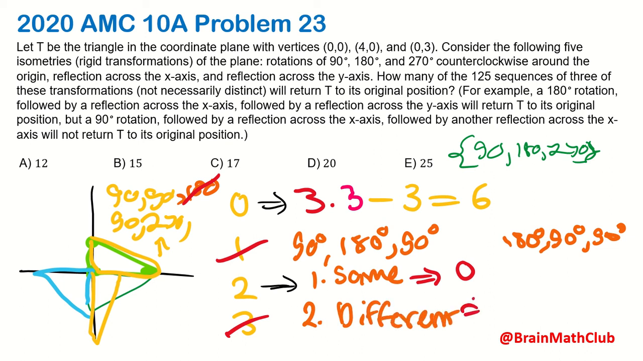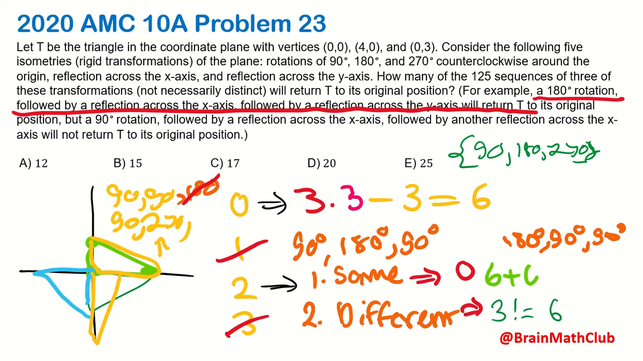As one of the examples states here, we have a 180-degree rotation followed by an x-axis reflection followed by a y-axis reflection. So what does this show us? We have to arrange this as well. So we have 3 different objects, and the number of ways we can arrange them is 3 factorial. My bad, it's 3 factorial, not 6 factorial. And this is equal to 6. Now let's sum these two. Simply 6 plus 6 equals 12. So therefore, our answer is A.